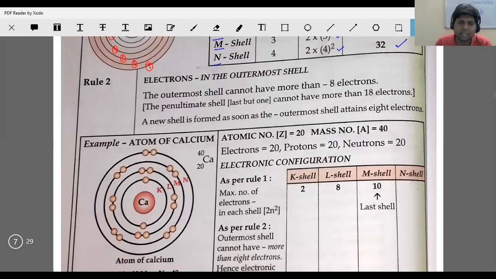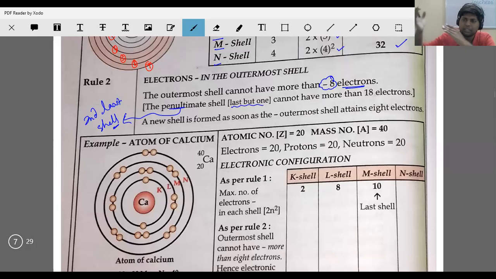Okay, so here is the second rule. The outermost shell cannot have more than 8 electrons. Okay, it cannot be more than 8. Penultimate shell means the second last shell, or it can also be called last but one. That cannot have more than 18 electrons. This is the rule. A new shell is formed as soon as the outermost shell attains 8 electrons.